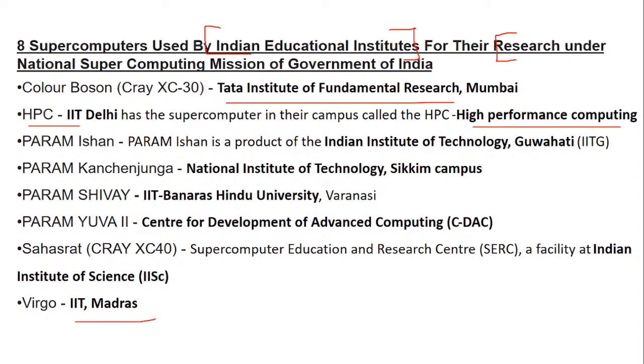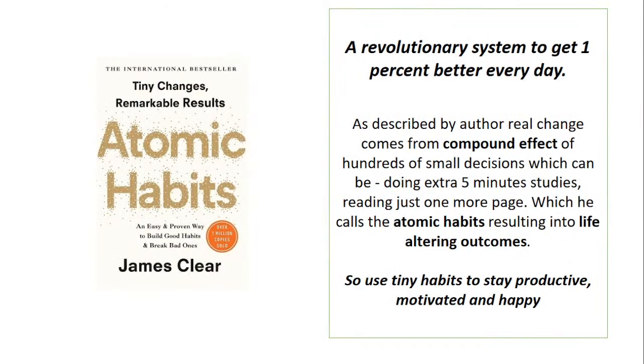Now, as I said, every session lasts 5 minutes, something based on motivation. Today I have just started reading a book, and I found it the best: Atomic Habits by James Clear. This morning itself I read it, and I thought I should definitely share this with you. As the author says, it is a revolutionary system to get 1% better every day. That is your 1% better every day.